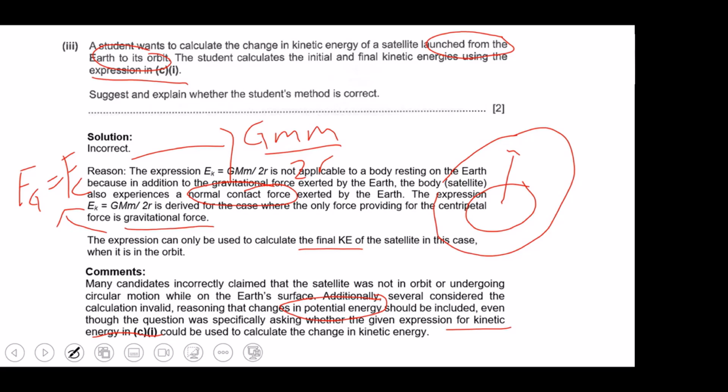You should be able to derive this. Just bear in mind how you derive GMm over 2R, it is actually Fg equal to Fc. Okay, and think of what other forces there are for this object that's actually launched from Earth to orbit. Then you realize the KE cannot be found using this formula. Okay, that's all for question 2. Now go on now to question 4.